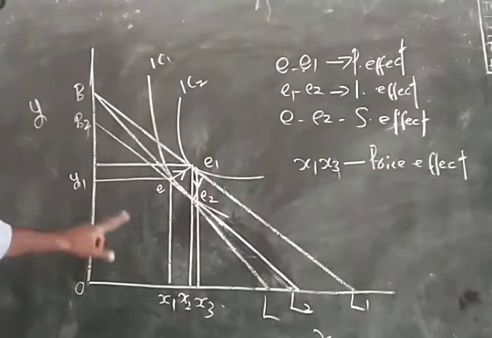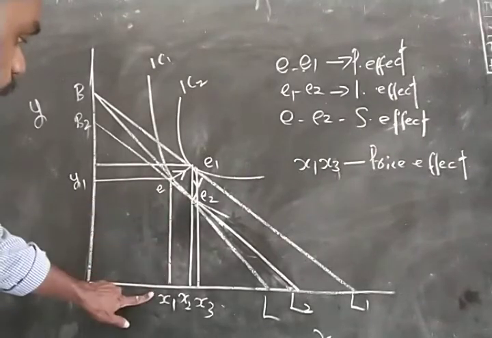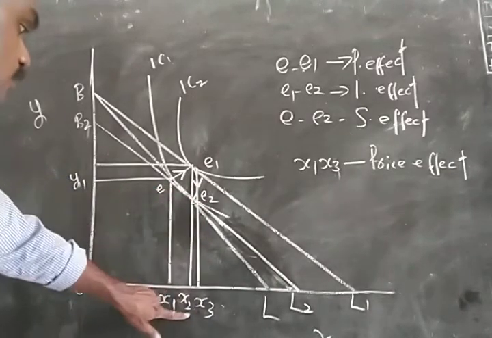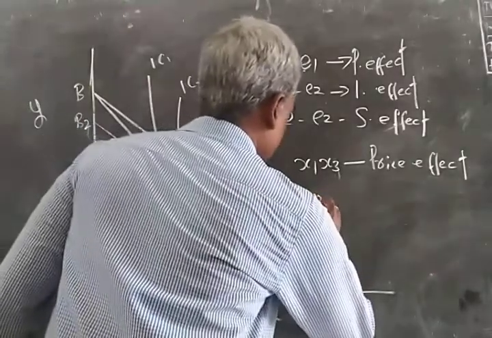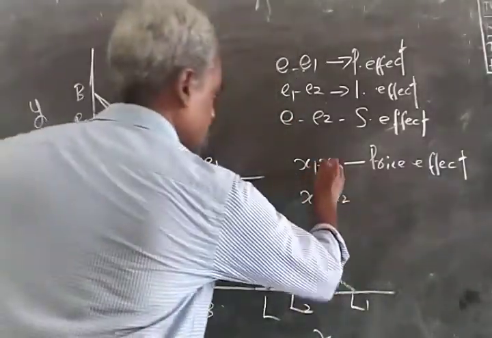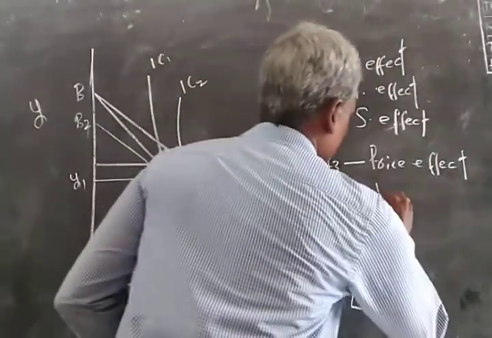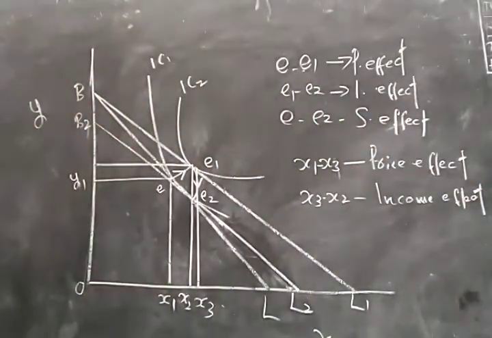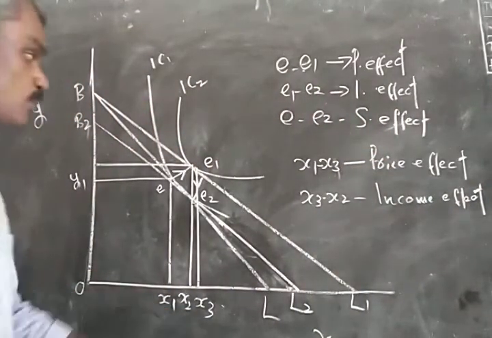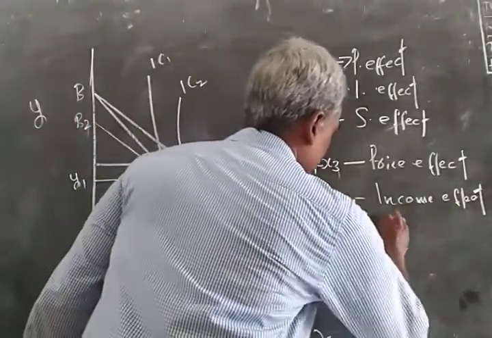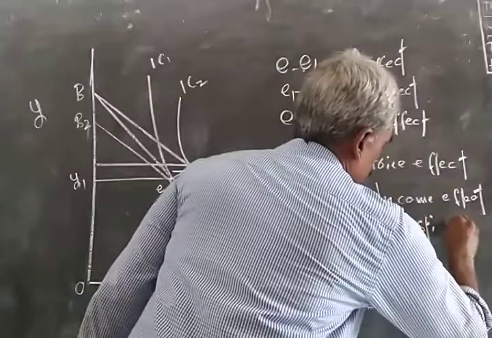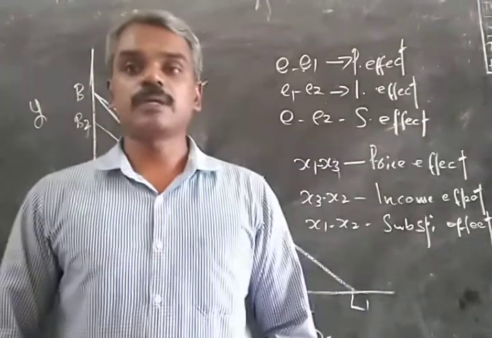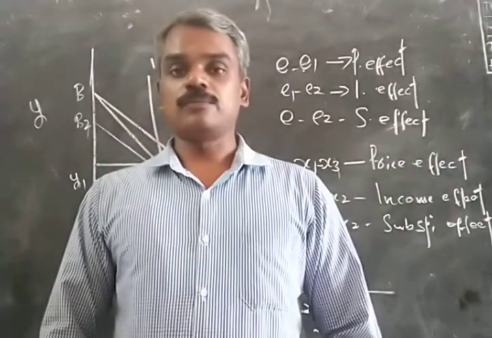Because when the price of commodity X fell, consumption of X increased from OX1 to OX3. Now when we negated the income effect, consumption of X fell from X3 to X2. X3 to X2, this is the income effect. And what remains is the substitution effect, the movement from X1 to X2. X1 to X2 is the substitution effect. This is how Hicks decomposes the price effect into income and substitution effect.